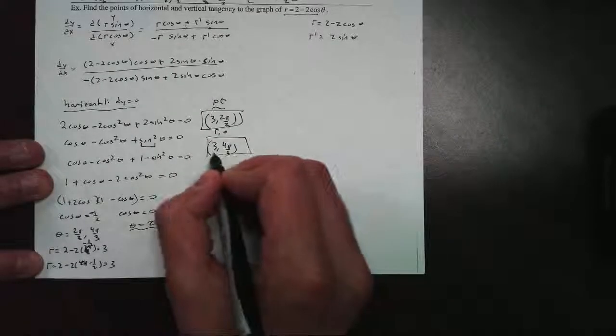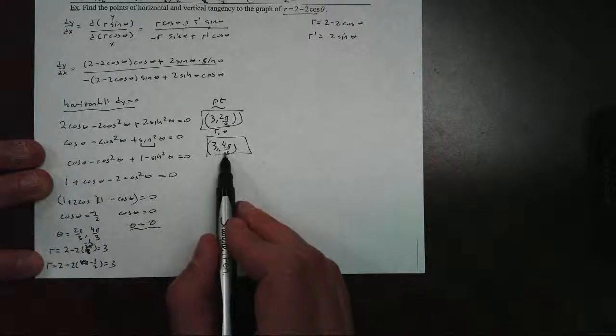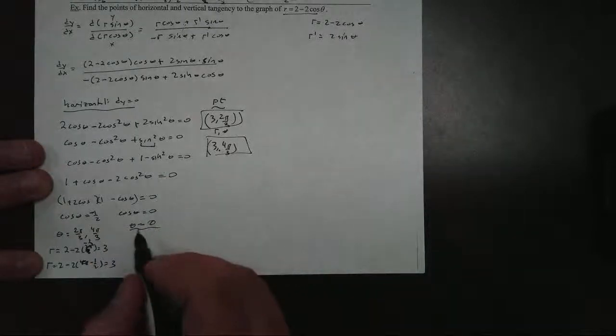So what it's telling me is that if I were to graph this cardioid, that's what this is, a cardioid, at 4 pi over 3 and 2 pi over 3, I would have horizontal tangents. So let's talk about 0.